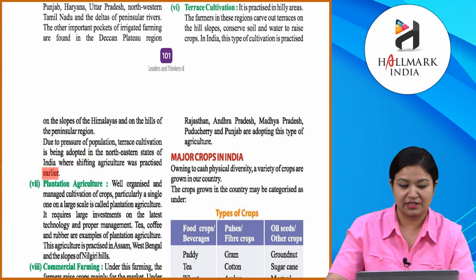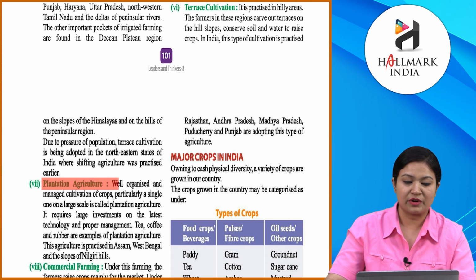Due to pressure of population, terrace cultivation is being adopted in the northeastern states of India, where shifting agriculture was practiced earlier. Plantation agriculture, well organized and managed cultivation of crops, particularly a single one on a large scale, is called plantation agriculture.